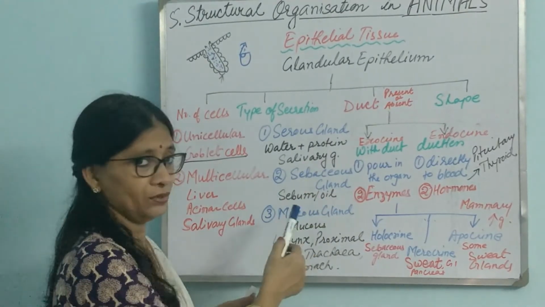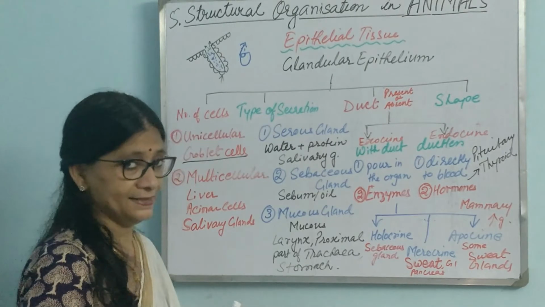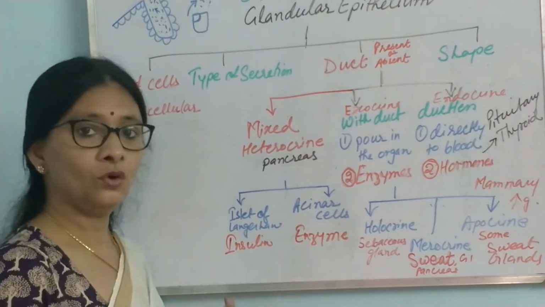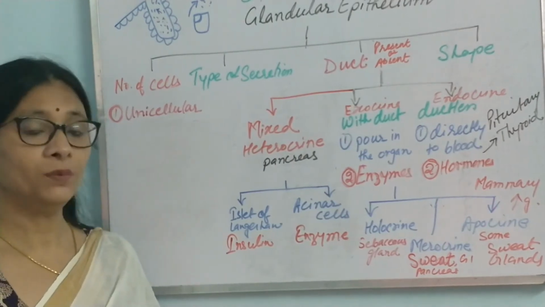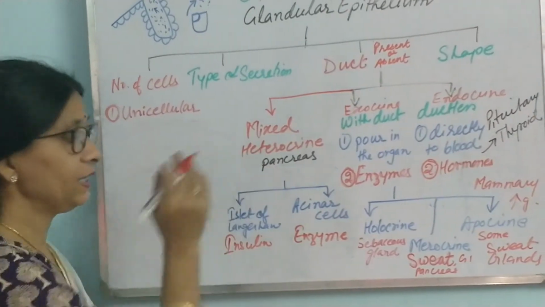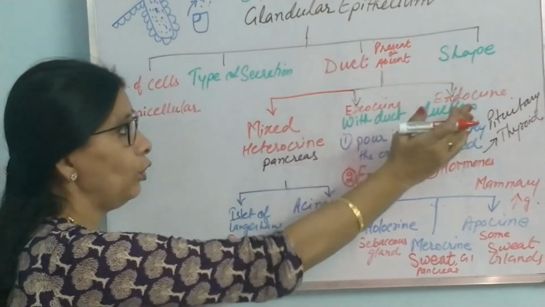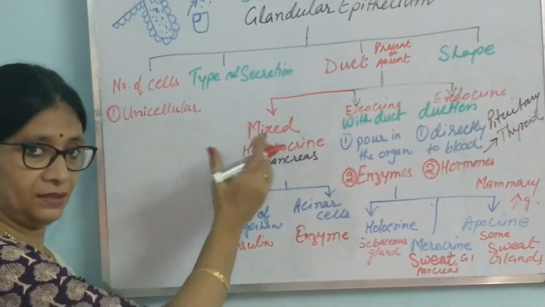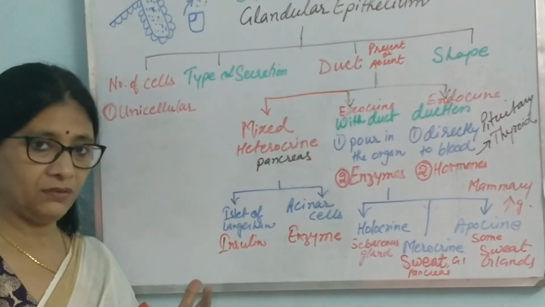So this is about the exocrine gland of the glandular epithelium. Now we shall see just in a while how the division has been done based on shape of the glands. So that was regarding exocrine and endocrine gland. Now we have one more category in this type of classification, and that is heterocrine gland or mixed gland.